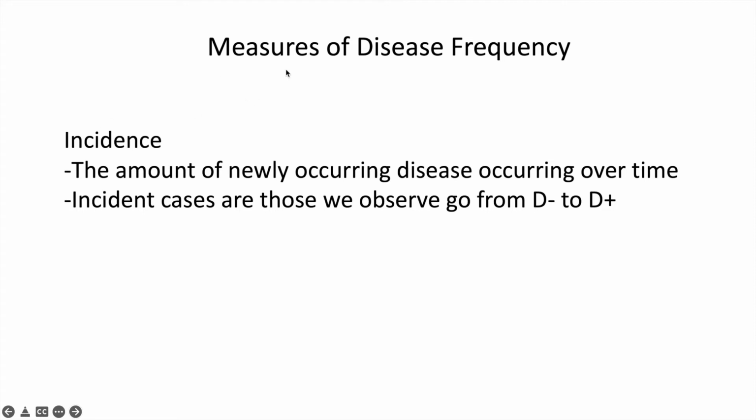The next measure of disease frequency I'm going to talk about is incidence. And incidence is the amount of newly occurring disease over a period of time. And incident cases are those who went from being disease negative to disease positive. So that requires 2 measures. It requires one to establish who is disease negative, because if we're just taking one measure and figuring out how many people have disease, we're finding a prevalence. But for incidence, you need to first get this group of non-diseased people, wait, measure again, and figure out how many people became diseased over time.